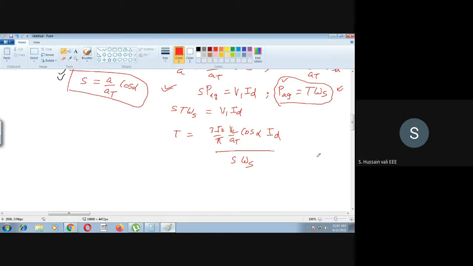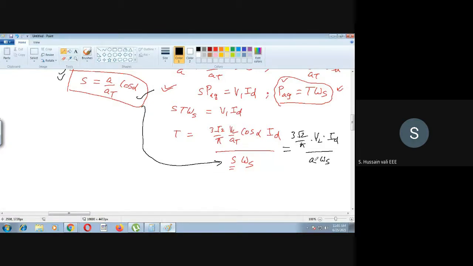So now here we'll do one thing. What is S here? We got an equation for S: A by AT. So we'll substitute this equation here in place of S. Then AT will get cancelled, so you will get A here, and cos alpha will get cancelled. So we will write here 3 root 2 by pi VL into ID by A omega S.